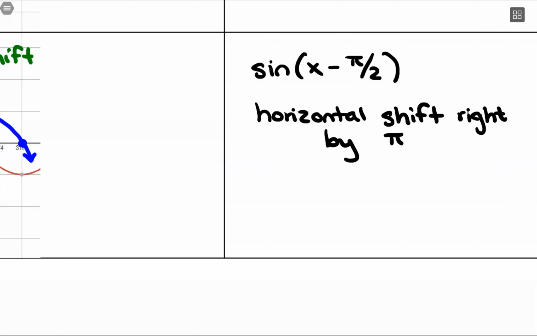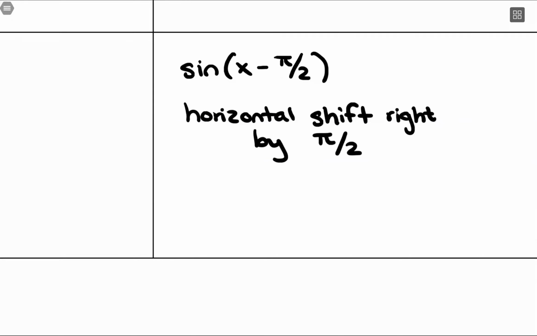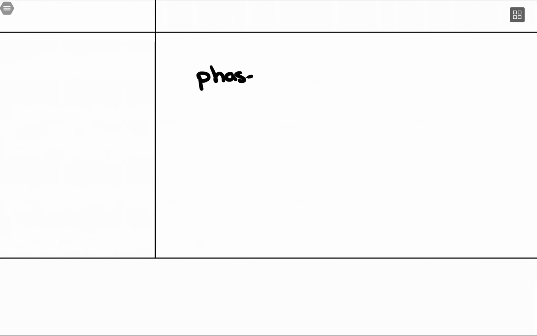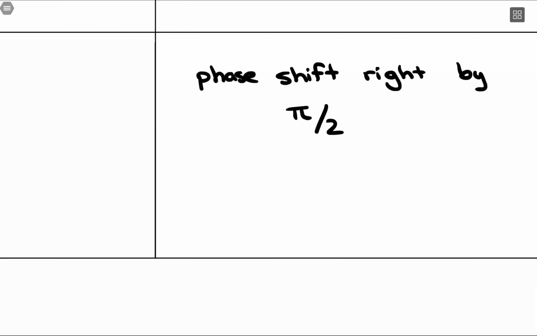by pi over 2. And we just need to remember, as when we originally learned our transformations, this came through of having f of x minus a number versus seeing f of x plus a number. It kind of behaves opposite of what we think it would be. So when you see subtraction in there, it's a shift right. When you see addition, it's a shift left. And how we would describe this is a phase shift right by pi over 2.